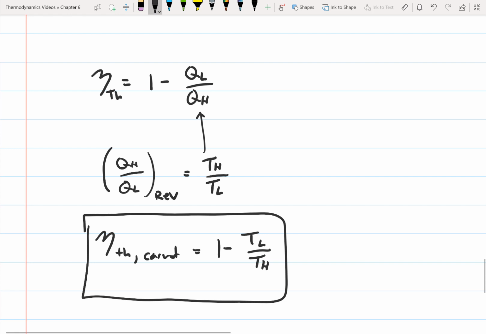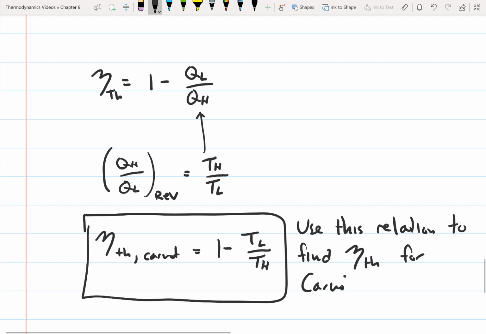This is pretty convenient because basically we can calculate the Carnot efficiency by just knowing the temperatures of our two heat reservoirs. So we're going to use this relation to find the thermal efficiency for the Carnot cycle. And this will be with the temperatures. And these are absolute temperatures, so you're going to want to use Kelvin.